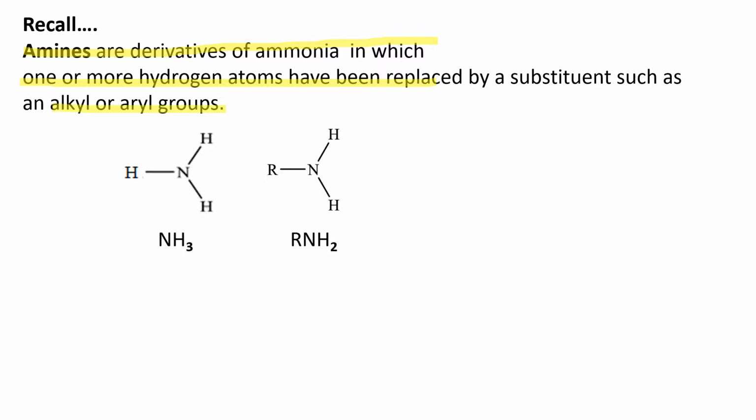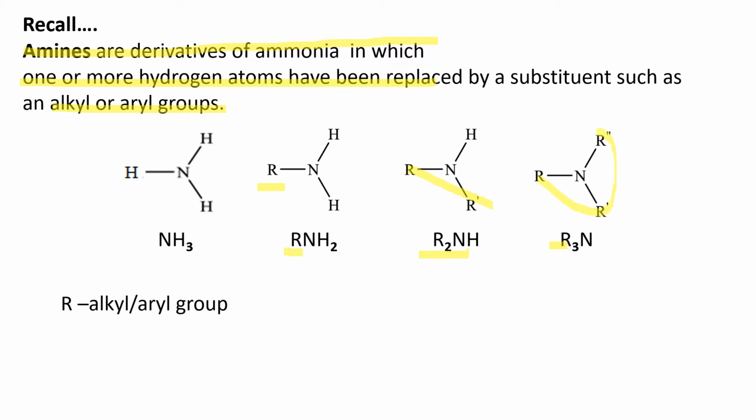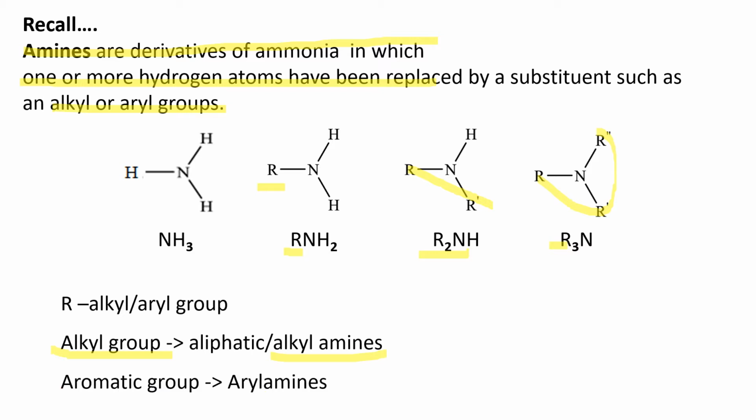So depending on that, you have primary amine, secondary amine and tertiary amine, where primary amine has only one alkyl or aryl group, secondary amine has two alkyl or aryl groups, and tertiary amine has three alkyl or aryl groups present in it. Where this R group, if it is an alkyl group, it is called alkyl amine or aliphatic amine. If an aromatic group is present, then it is called aryl amine. So I hope you remember this.